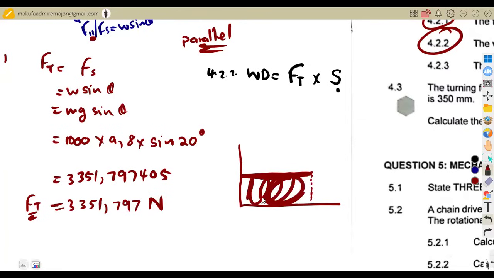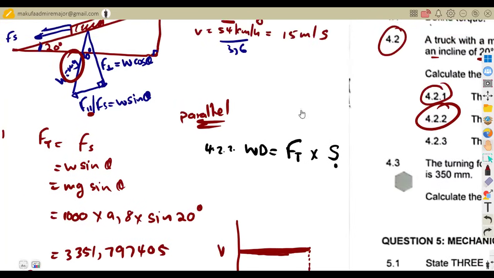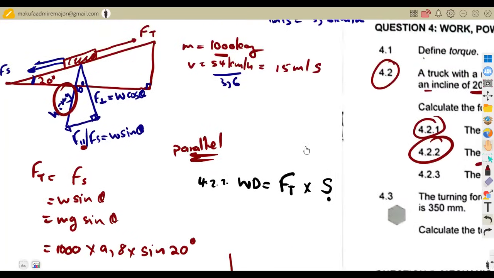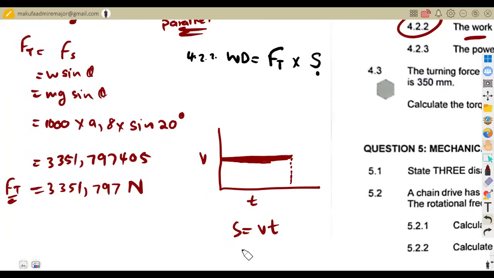So what it means is that the displacement, as we know, is simply the area under the graph. So it is the velocity times the time, because it is under a constant velocity. So the displacement is simply velocity times time. The area, length times width. What is our constant velocity? 15 meters per second. So it's going to be 15 times the time.